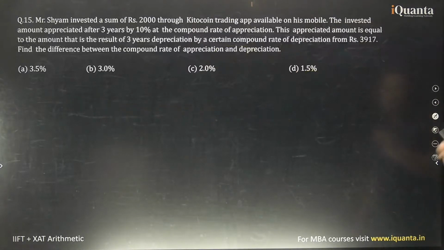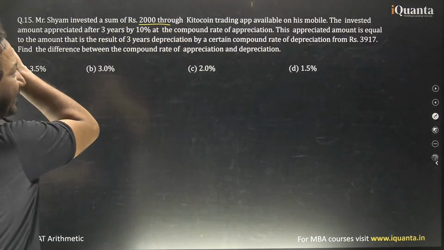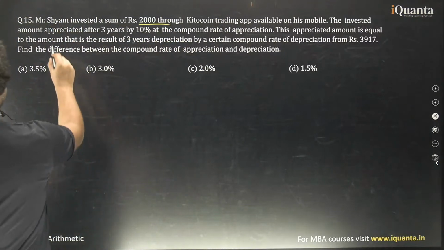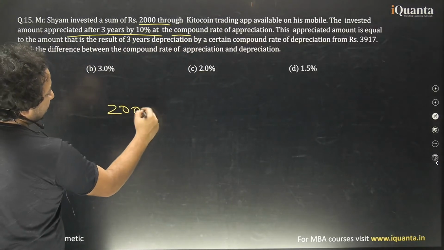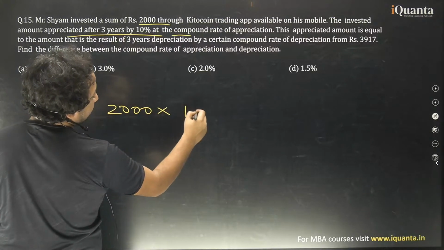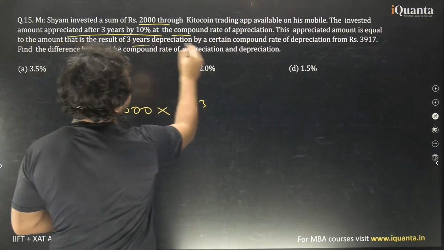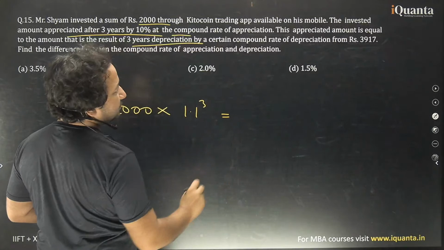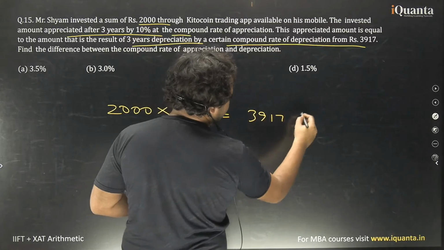Clear? Next one. Mr. Shyam invested a sum of rupees 2000 through the Keto Coin trending app available on his mobile. The invested amount appreciated after 3 years by a 10% compound rate of appreciation. Without giving it much importance, this is what happened. The appreciated amount is equal to the amount as a result of 3 years depreciation, by a certain compound rate of depreciation, from rupees 3917. Let the rate be R.